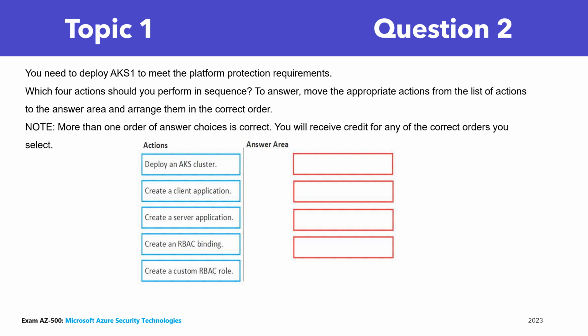You need to deploy AKS1 to meet the platform protection requirements. Which 4 actions should you perform in sequence? To answer, move the appropriate actions from the list of actions to the answer area and arrange them in the correct order. Note, more than one order of answer choices is correct. You will receive credit for any of the correct orders you select.